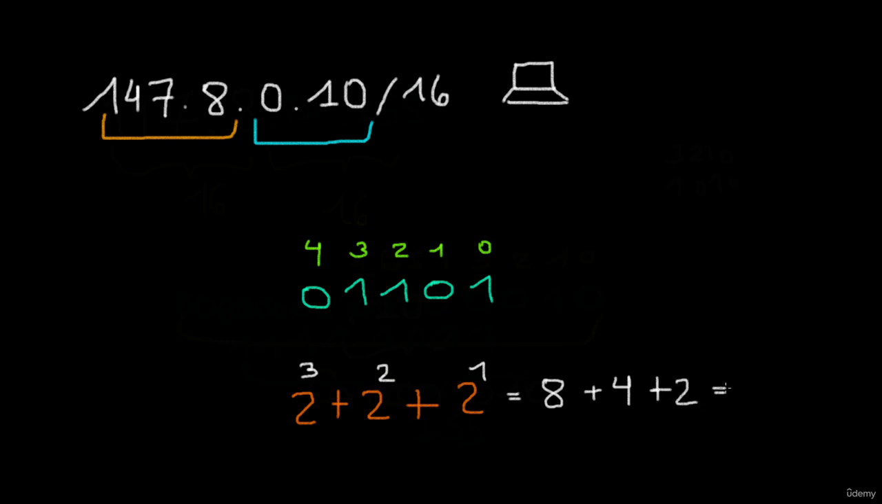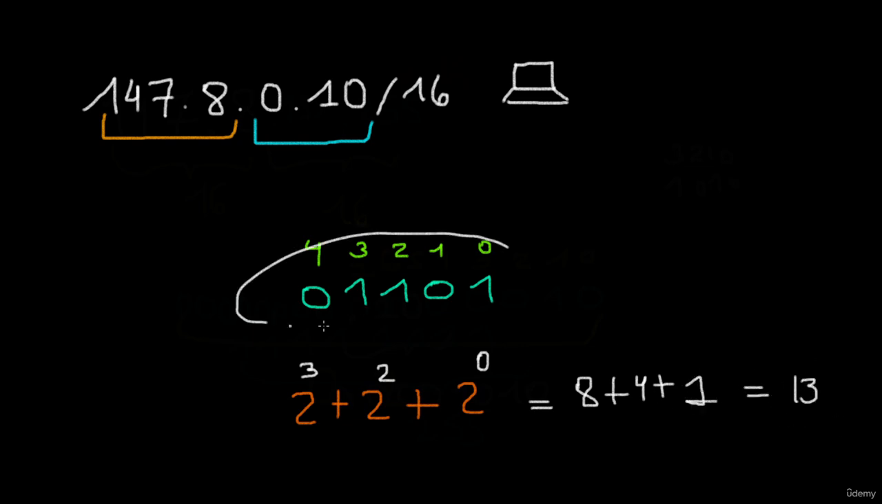In this case, this is 2 raised to 0, not 2 raised to 1, because the index here is 0, so 2 raised to 0. And we've computed this sum, now it is 8 plus 4, and now very important, 2 raised to 0 is 1, any number raised to 0 is 1, and now we have 13. This is the decimal representation of this binary number.